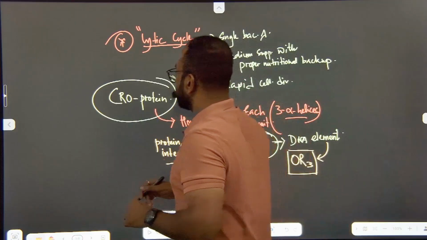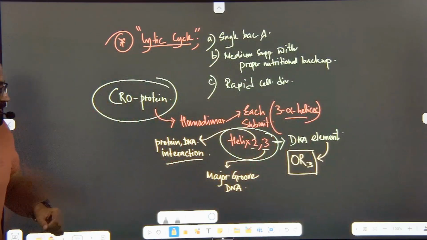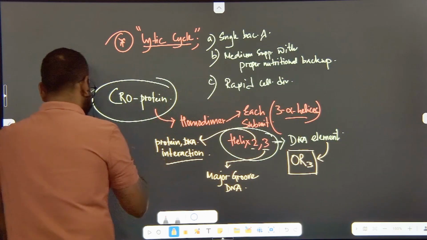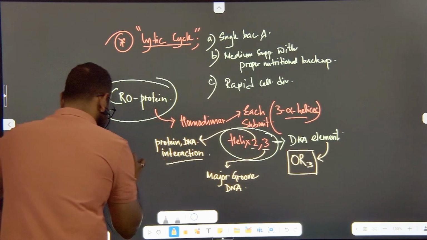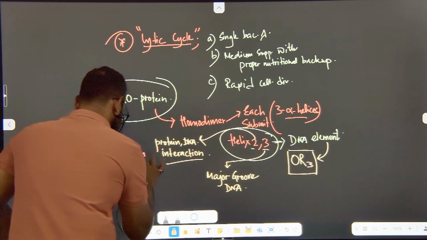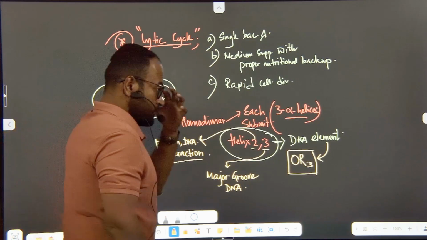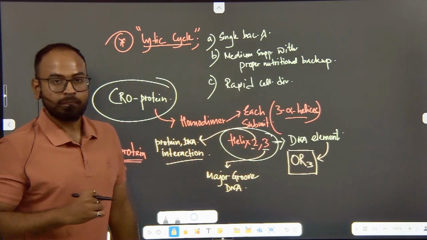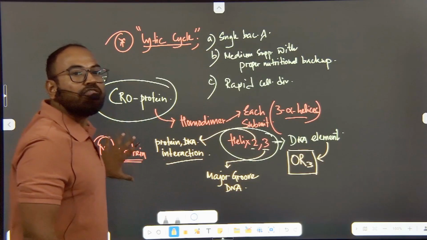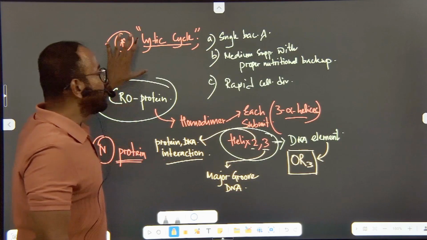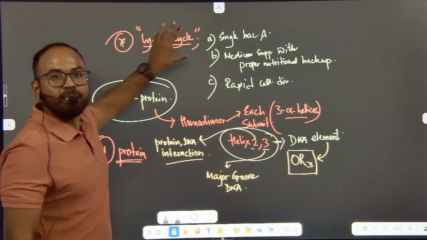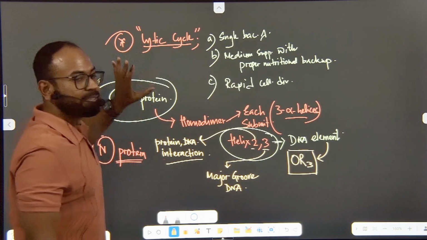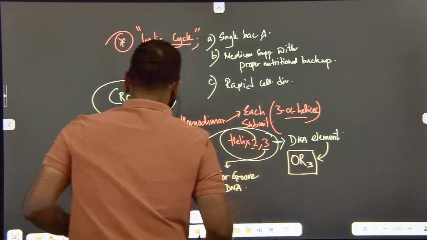Apart from this protein, there is another protein, which is N. I haven't mentioned it in my picture previously, the N protein. All of the aspirants must comment below: what is the function of N protein in terms of the lytic cycle?